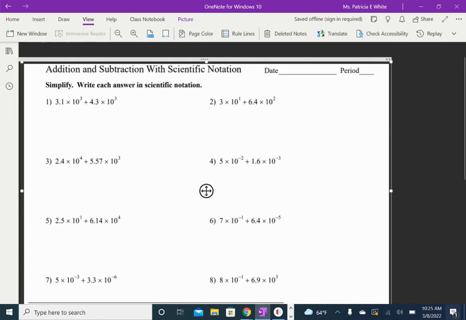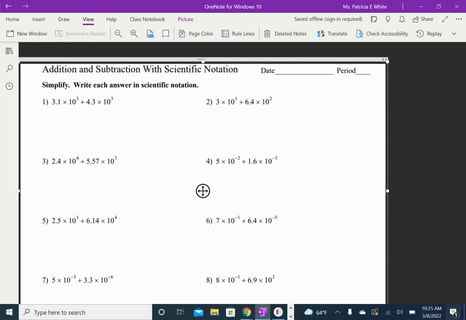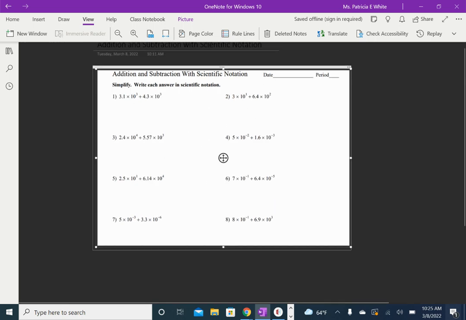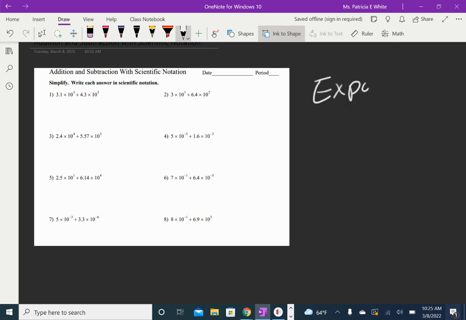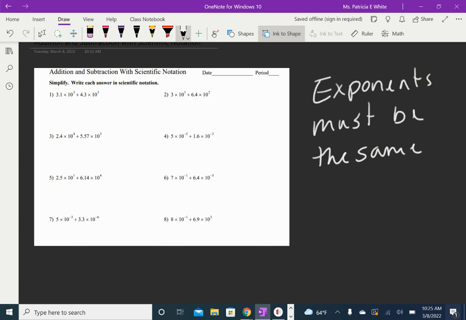All right, this is adding and subtracting with scientific notation. First thing you guys got to remember is that my exponents must be the same. I cannot add or subtract unless I have the same exact exponent. So I got to make them the same. How do I change my exponents?